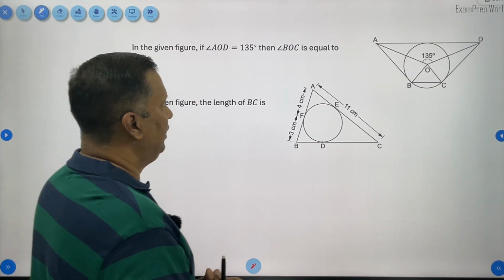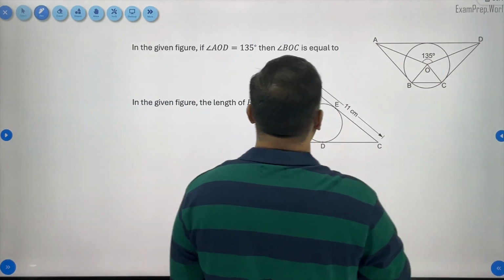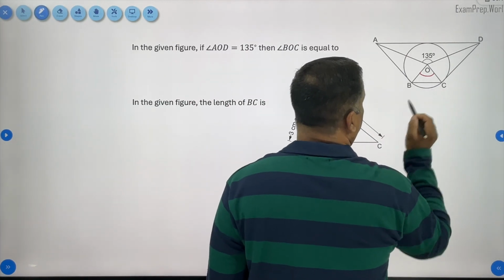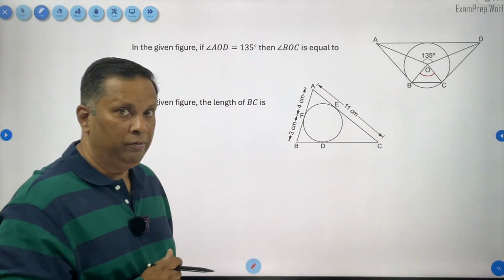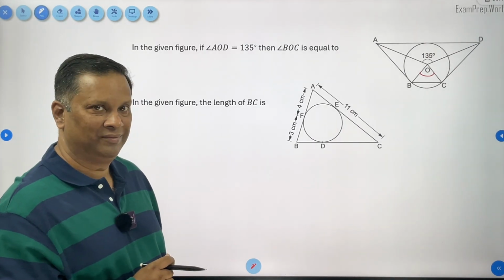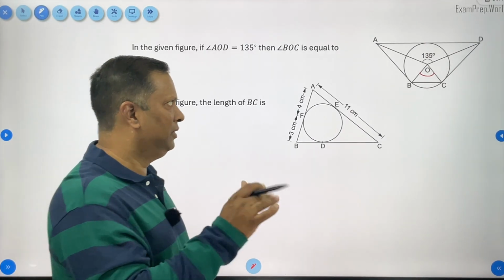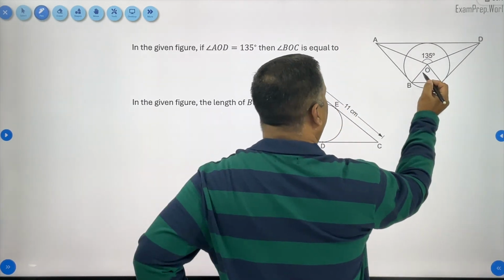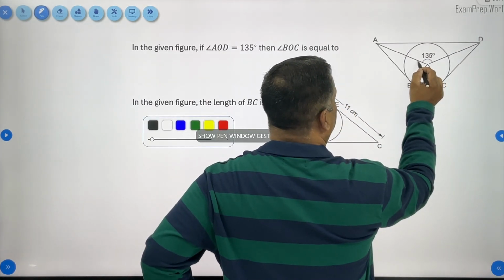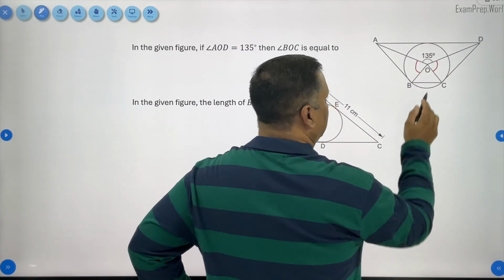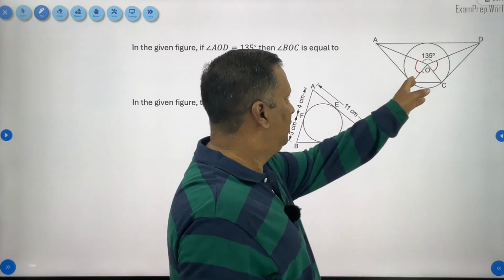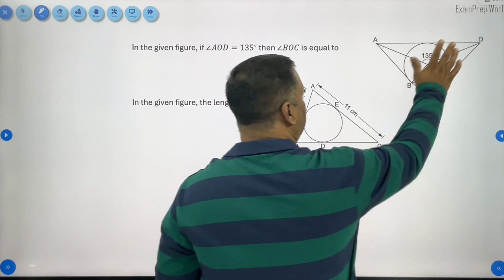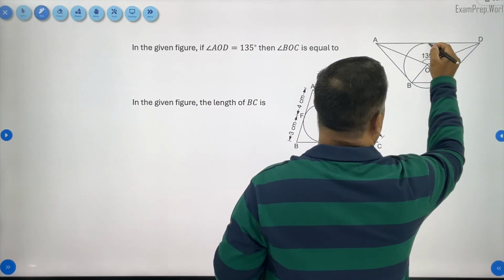AOD is 135. They have already given. They are asking BOC. This particular angle is the question. How do we do this? Very simple. Look, if you can get this angle and this angle, you can easily get this because 360 minus that one will actually give you BOC. So how to do that one? So we draw a line here.